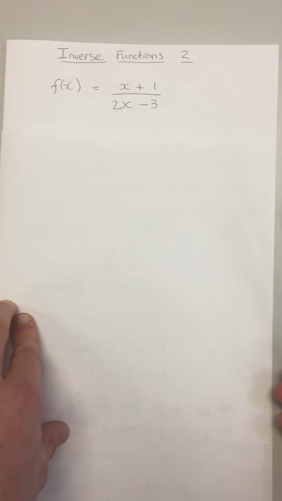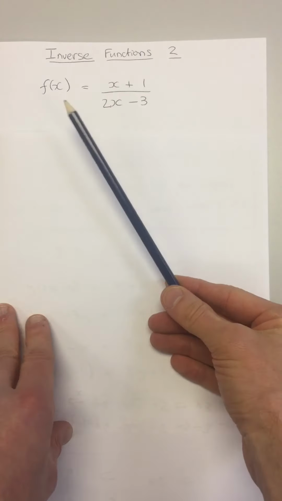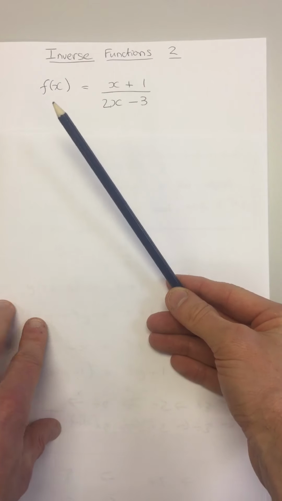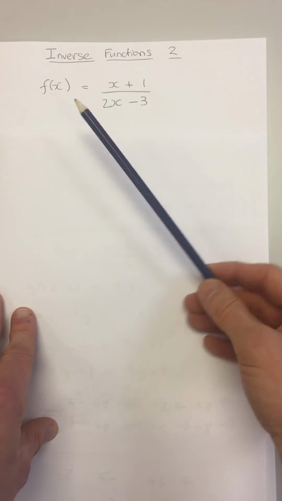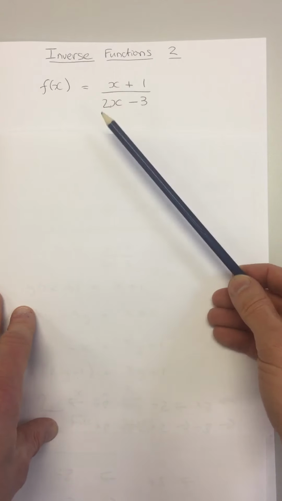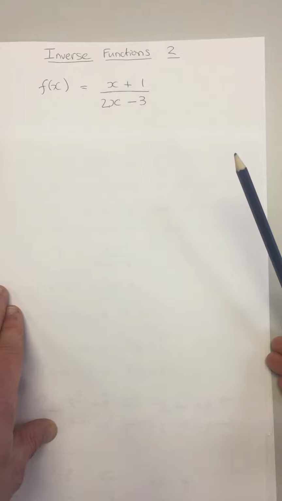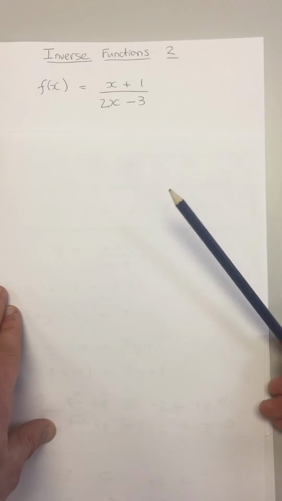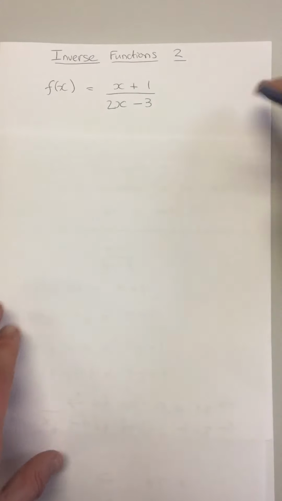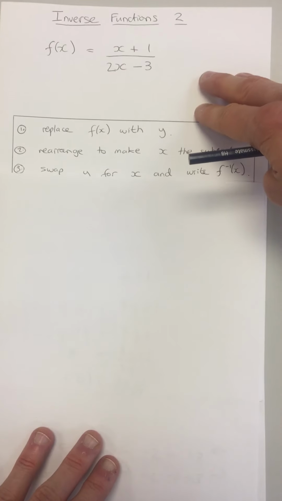In the last part, we saw how to find an inverse function just by looking at it and doing inverse operations. This one here, because the x appears twice, it's much harder to do this question. It is a much longer process. So I'm going to explain what that process is. It's always going to be the same.